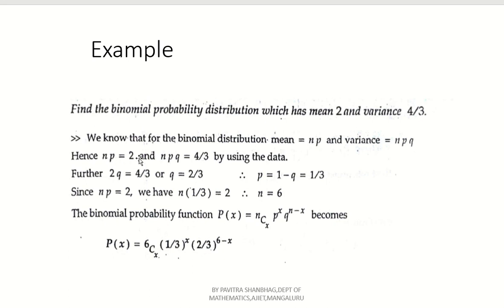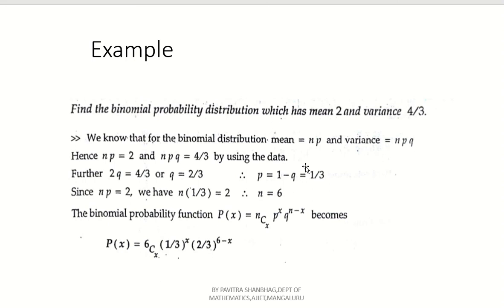Just replace NP value. What is NP here? 2. 2Q equal to 4 by 3, right? 2Q equal to 4 by 3. So what is Q? 4 by 3 divided by 2. That means 2 by 3 you will get. So Q equal to 2 by 3 means what is P? 1 minus Q, right? 1 minus 2 by 3 means 1 by 3. So we know now P, we know Q, we know mean, we know variance.